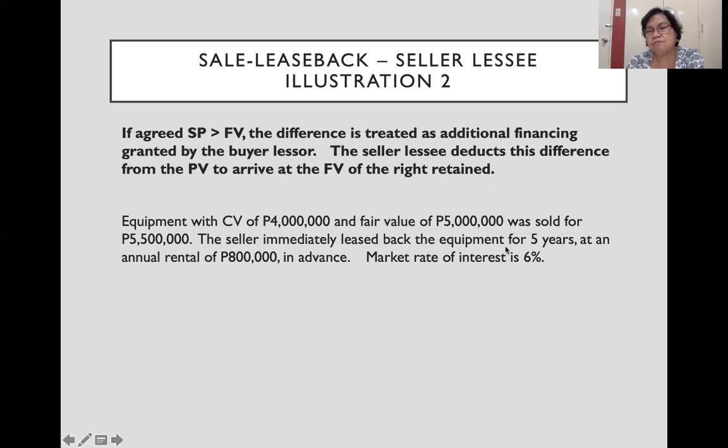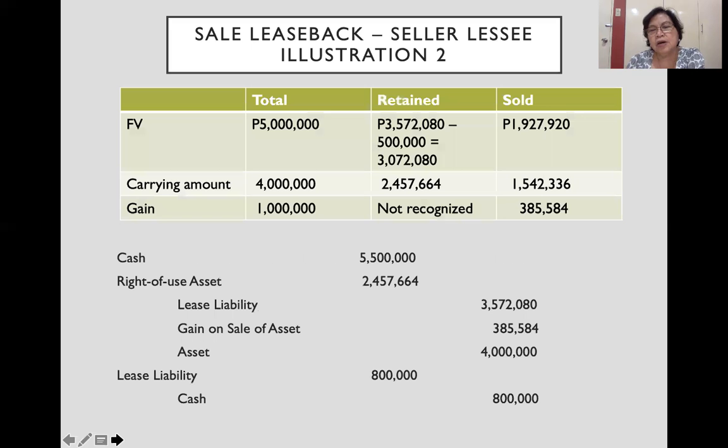So the present value of the periodic payment will still be equal to the amount that we computed in illustration 1, except that the 500,000 excess of the selling price over the fair value will be deducted from the present value to arrive at the fair value of the right retained. Hence, we have this modified computation. This is the present value of the periodic payment reduced by the excess of the selling price over the fair value. So, the assumed fair value of the right retained is now lower. So, it is now 3,072,080.